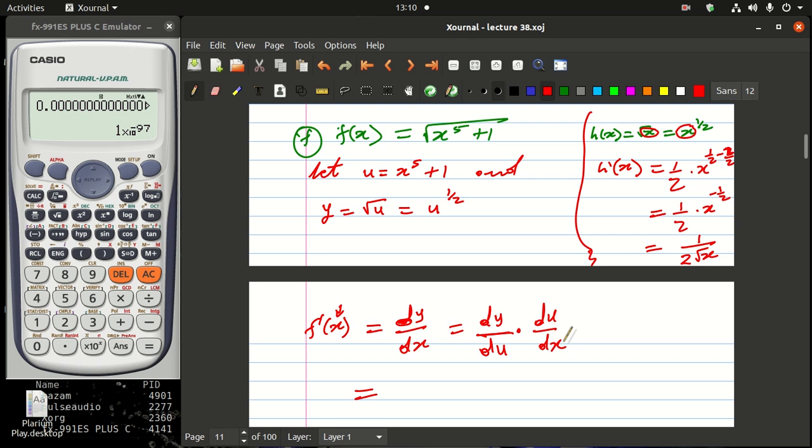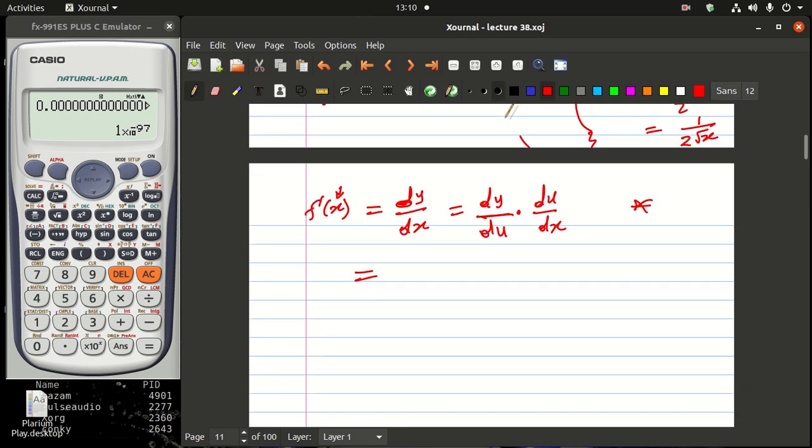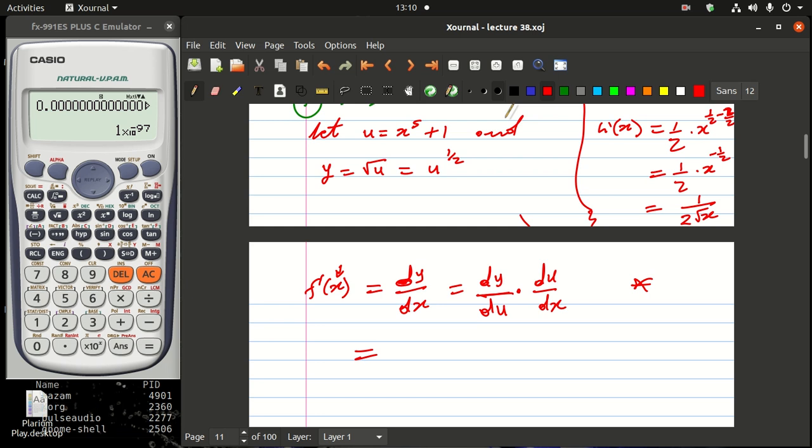And the more you do examples, you don't even need to write this whole thing. You can just keep this as it is, take the derivative, and then you end up playing around, and you will get the answer. The more you keep playing around with these examples, you will be fine. So I have dy/du, but what was my y? My y was u raised to 1 over 2, and then times d/dx, but my u was x to the power 5 plus 1.